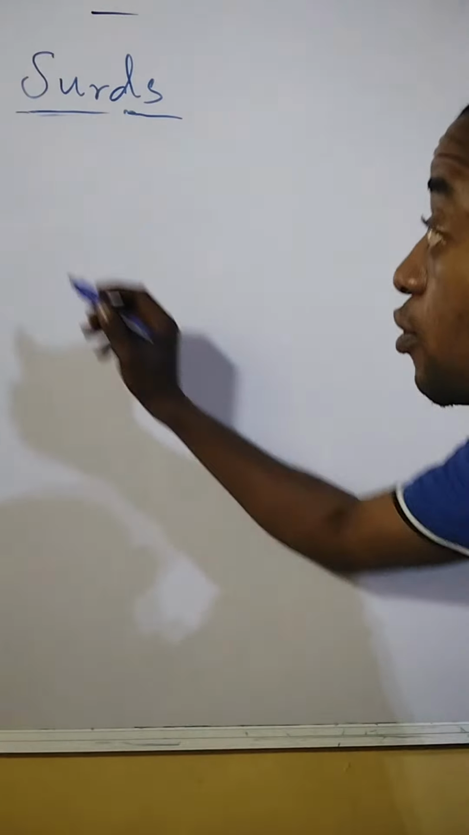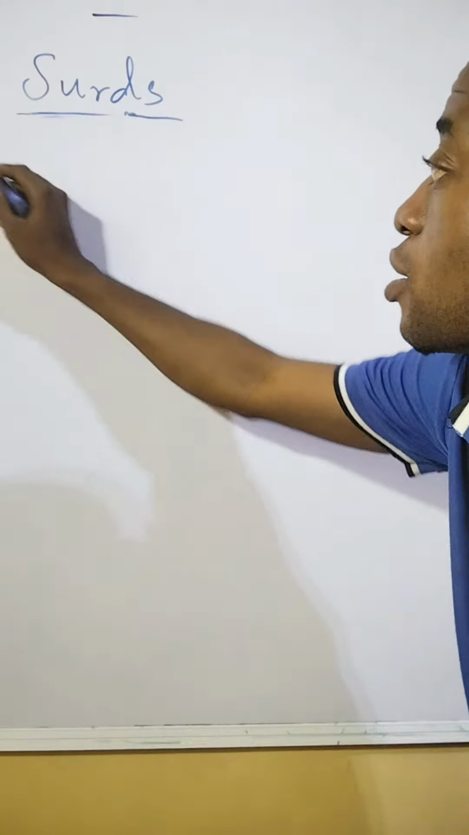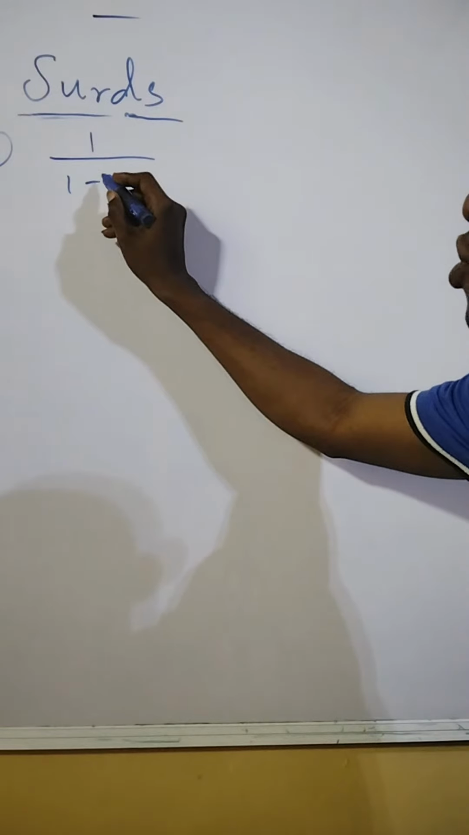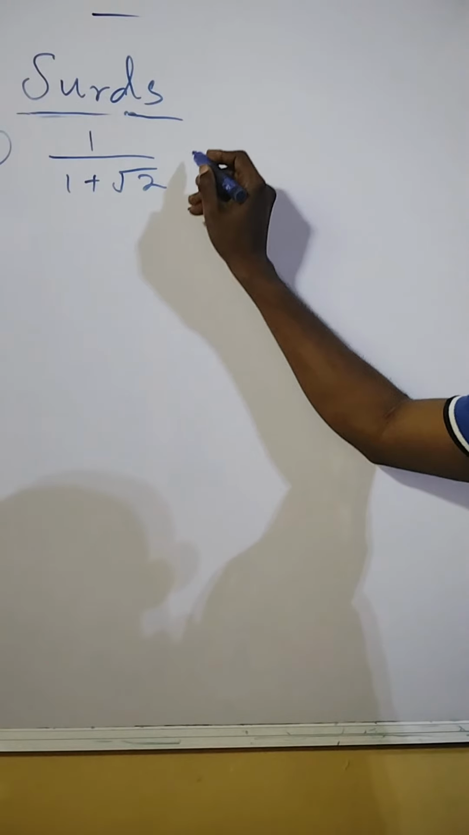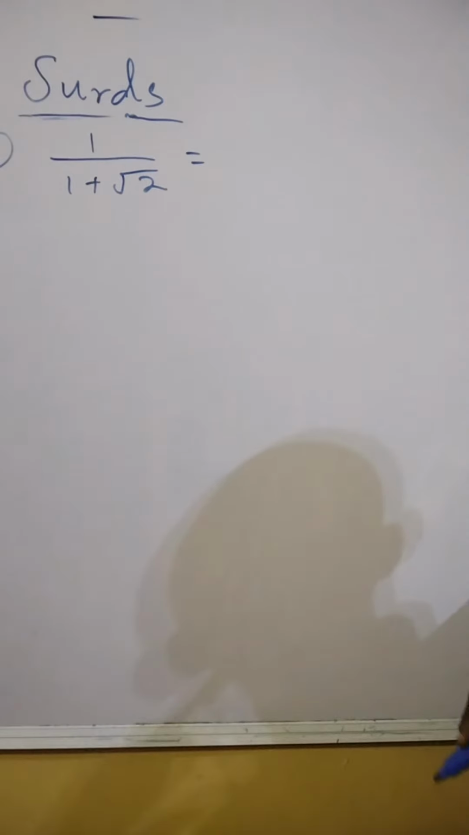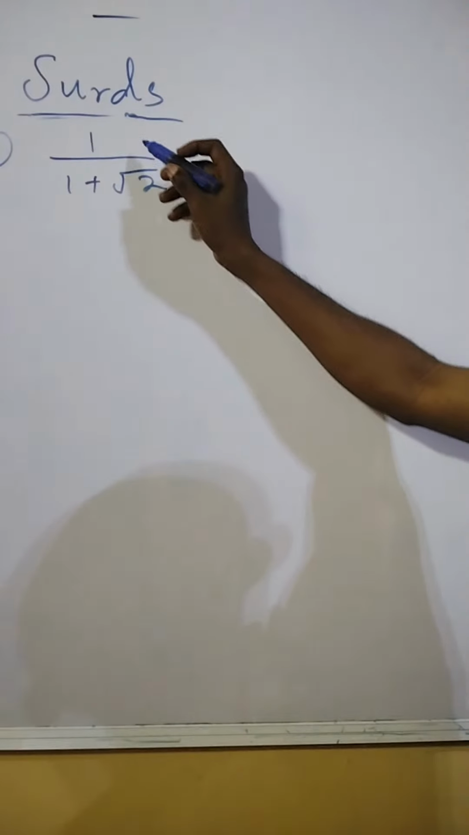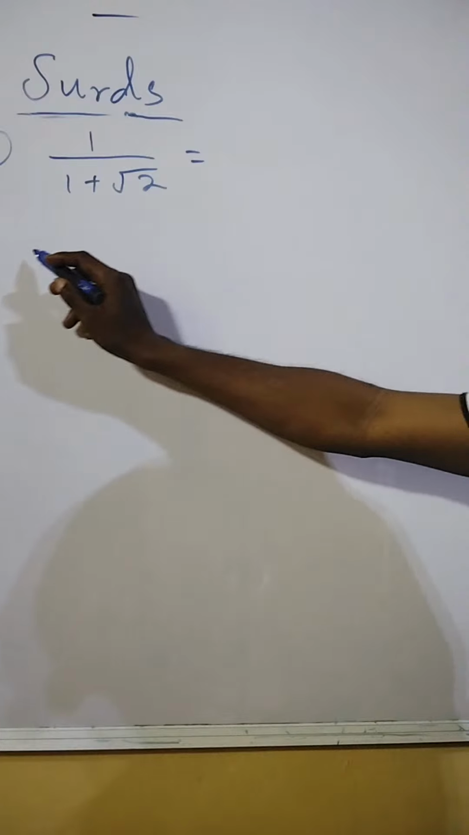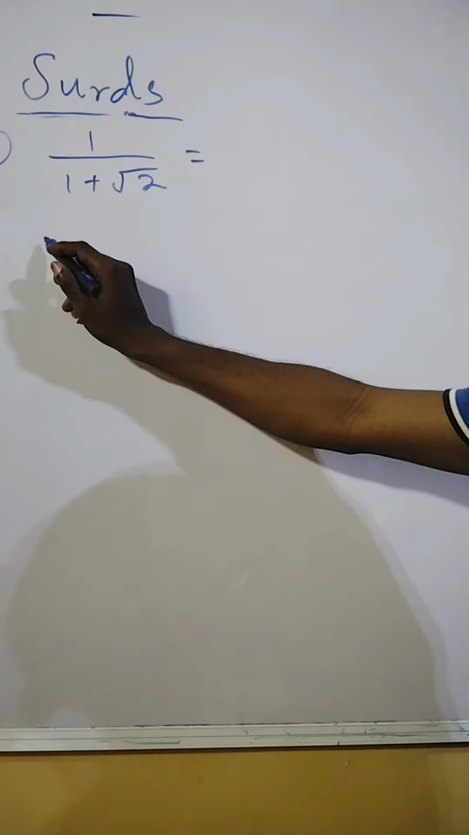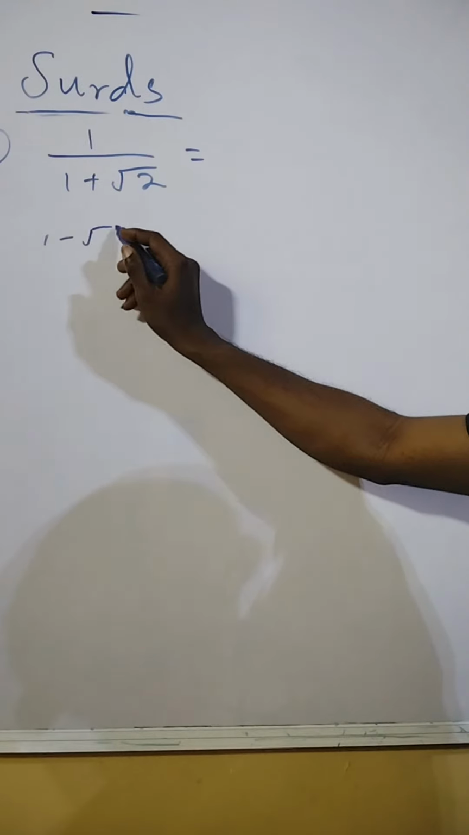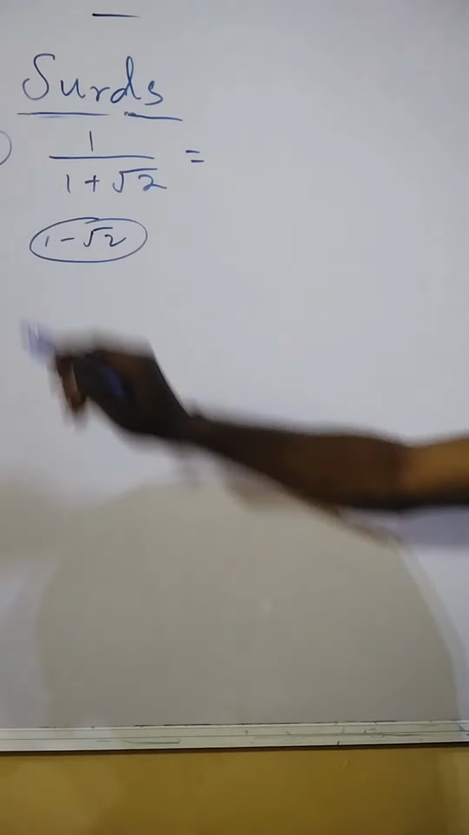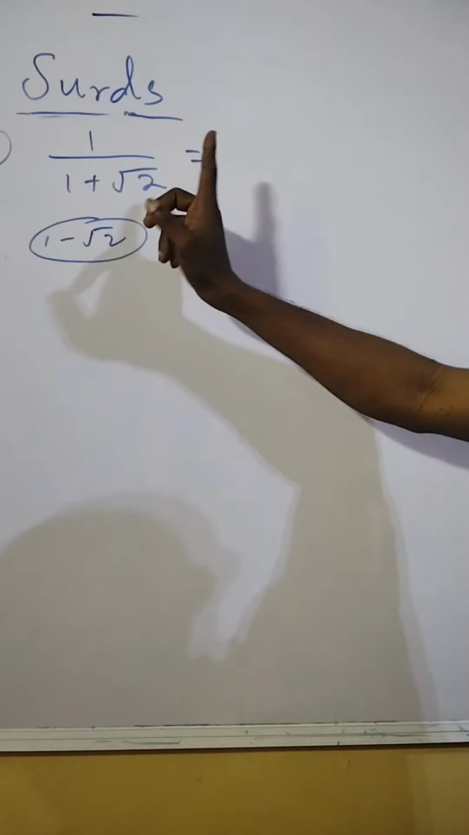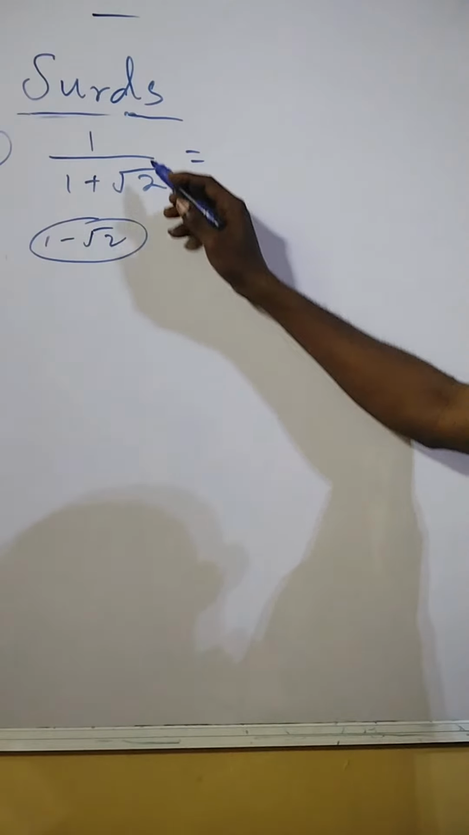We have the third question here. 1 divided by 1 plus root 2. So this is another one. We rationalize this surd now. Multiply the numerator and denominator by the conjugate surd here. And of course, the conjugate surd here is just 1 minus root 2. So this is the conjugate surd, because it's just the change of the sign there. So use this now to multiply these two.